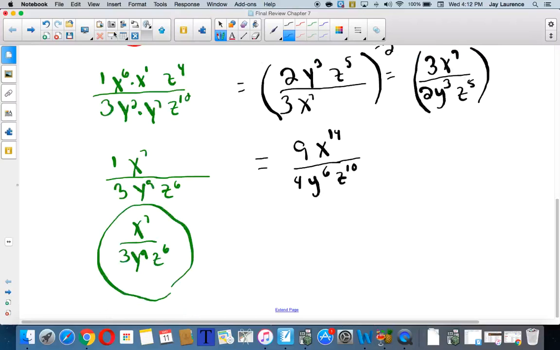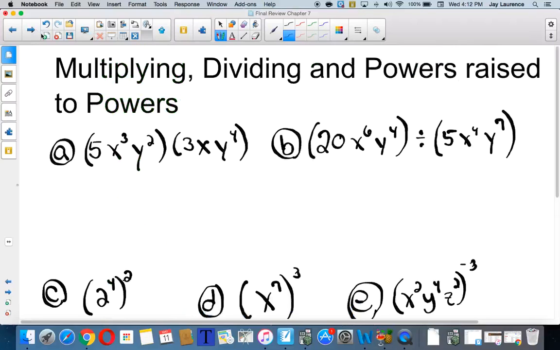All right, next type of problems you need to know how to do, and we've already just done them, multiplying and dividing and powers raised to powers. When we multiply like bases, we just add the exponents. You might have noticed that on the last problem I was doing. I was adding exponents. When we divide like bases, we subtract the exponents. So take a look at problem A. And again, if you want to pause the video and try it on your own, go ahead.